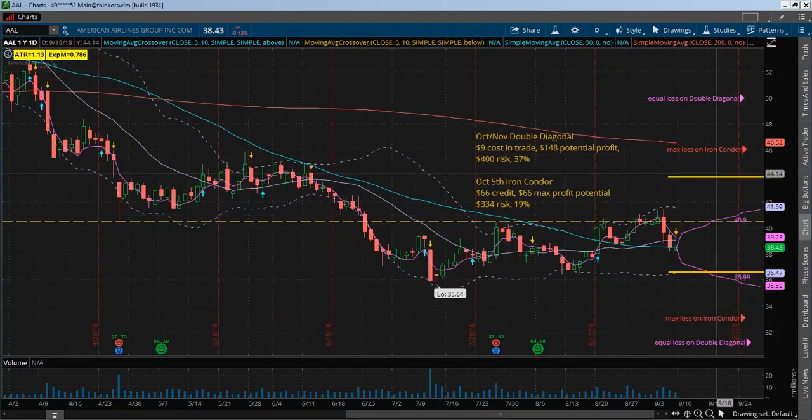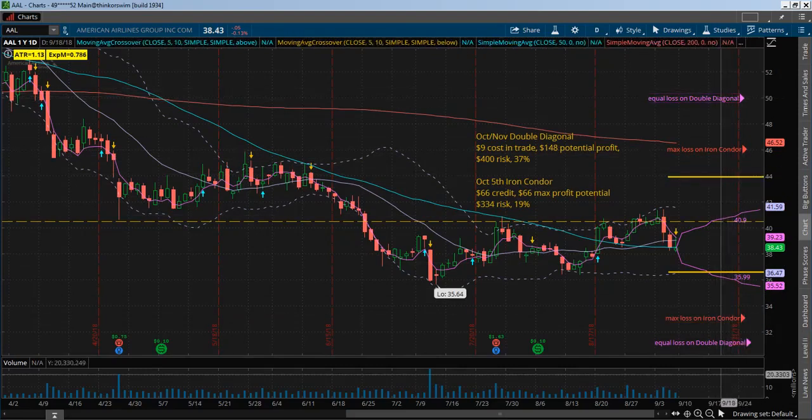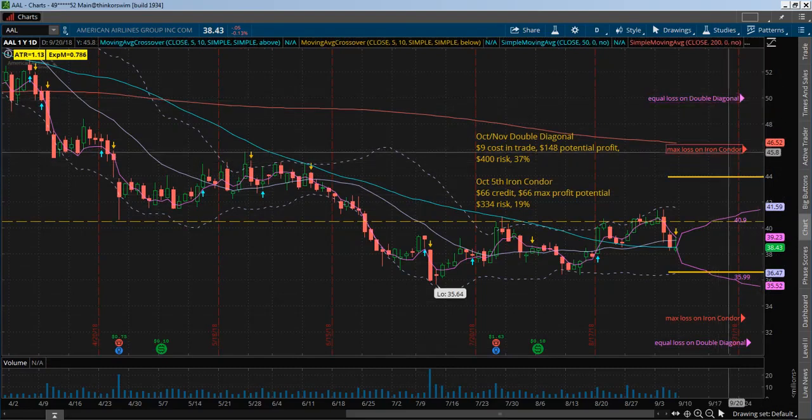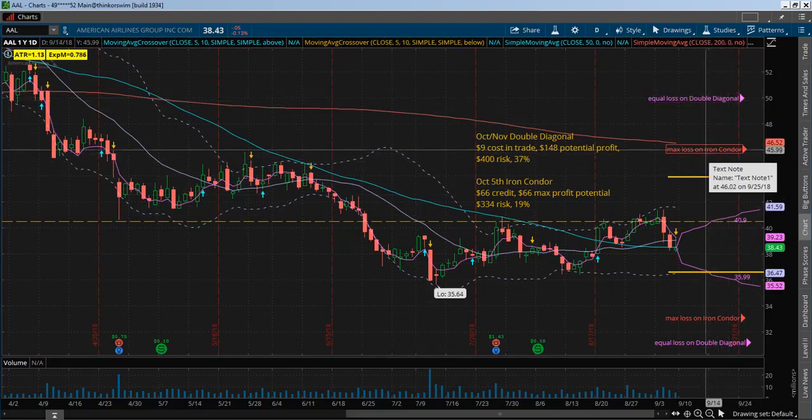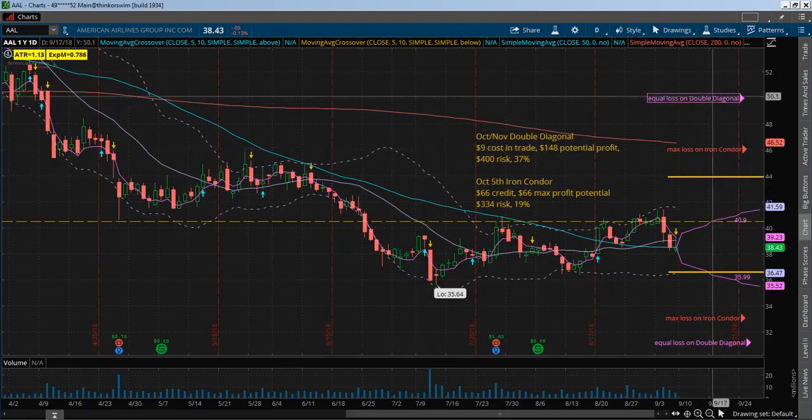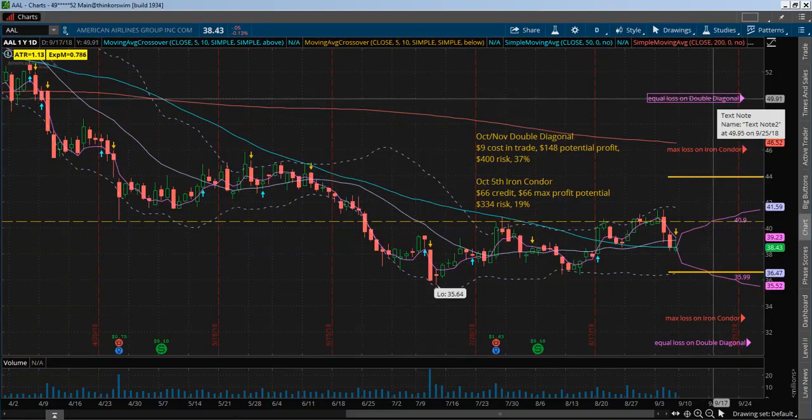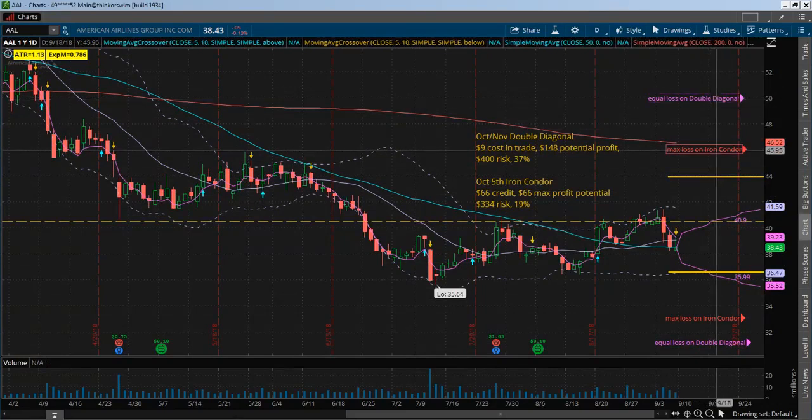Max loss there. Now, look at the double diagonals, though, where your max loss is. Or, well, I shouldn't say max loss, but the equivalent loss. So if you want to lose the same amount as on the Iron Condor, it has to get all the way up to 50, another $4 higher, to have the same equivalent loss as on your Iron Condor.